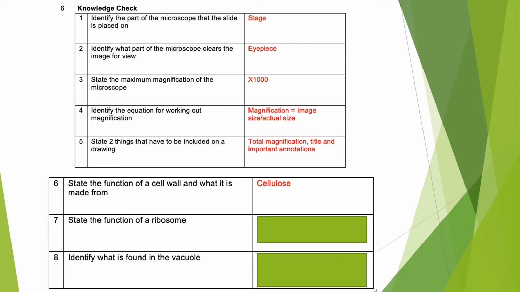Number 7, state the function of a ribosome. Okay, and the ribosome, as we know, is the site of protein synthesis. And number 8, identify what is found in the vacuole. That is cell sap. Just as a reminder, please make sure that you are reviewing the organelles and their functions, because those are most likely to be on an assessment for easy points, right? Those are just recall questions. So just to let you know, all right? All right, so please make sure that you have the correct answers. And if you do, then we'll move along.